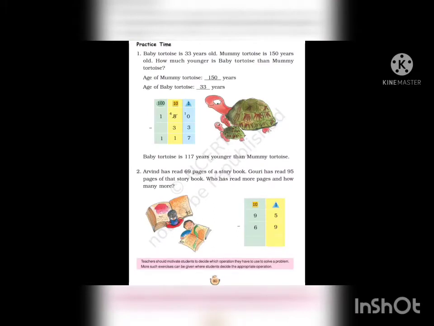Practice time. Baby tortoise is 33 years old. Mummy tortoise is 150 years old. How much younger is baby tortoise than mummy tortoise? So the age of the mummy tortoise is 150 years. Age of baby tortoise is 33 years. And we have to find out the difference between the ages, how many years younger the baby tortoise is than mummy tortoise.